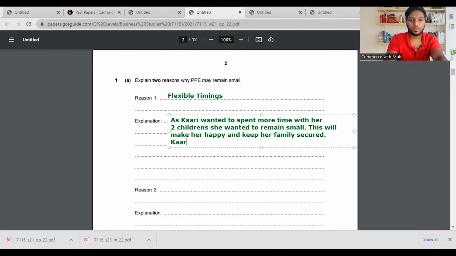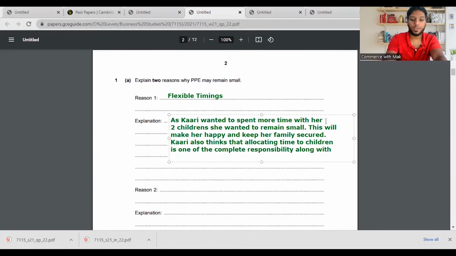Kari also thinks that keeping, or you can say allocating time to children is one of a complete responsibility along with the PPE success. So this is the answer you just need to write when it comes to a 4 mark. These flexible timings will get you a mark on your paper.